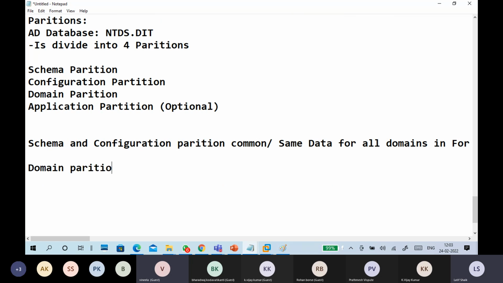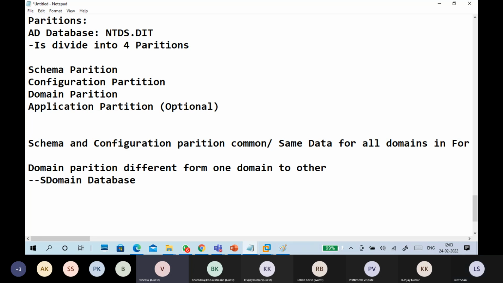Domain partition is different from one domain to another, irrespective of which forest you are in. One domain's information is different from another domain's information, right? So the domain partition stores the domain database, and it stores that domain's database only.